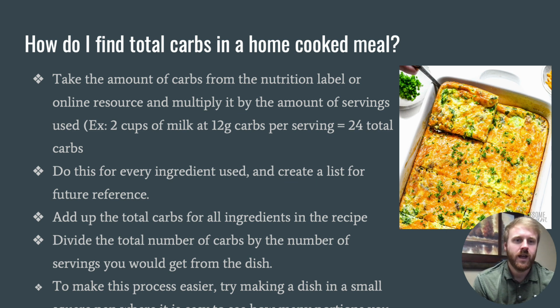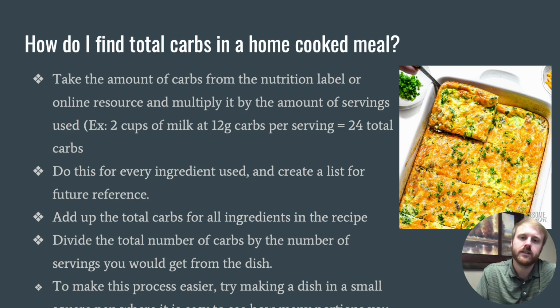All right, so how do you find the total amount of carbs in a home cooked meal that you make at home? You're going to take the amount of carbs from the nutrition label for every ingredient that you used to make this dish. So say I have an example here. If you use 2 cups of milk at 12 grams of carbs per serving, that's 24 grams of carbs. Now that's not for the whole dish. That's just for one ingredient that you used to make the recipe.